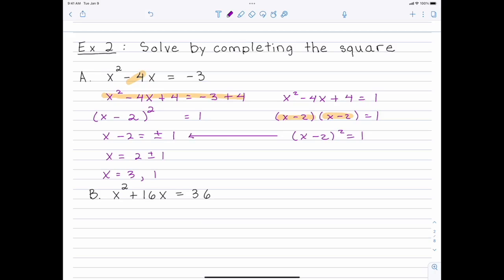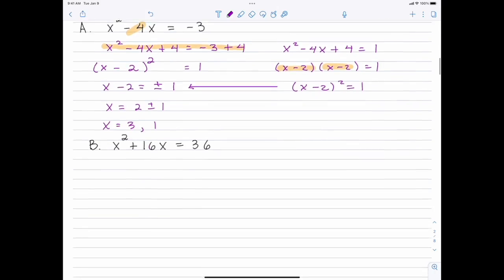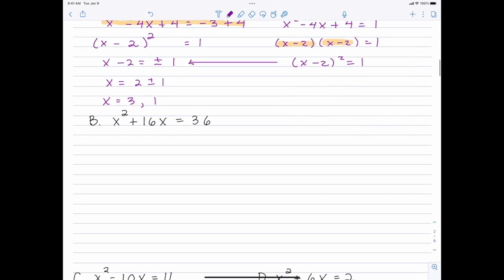So you could have used factoring if you prefer, if you have trouble recognizing perfect squares. But again, recognizing perfect squares is important. You should be good at that. Okay, see what you can do with this one. Pause the video and do it.